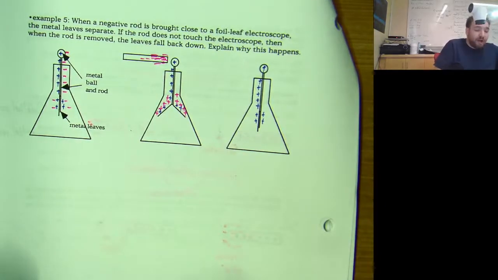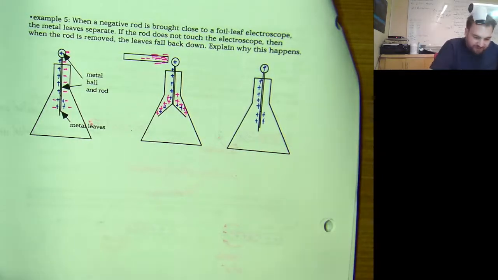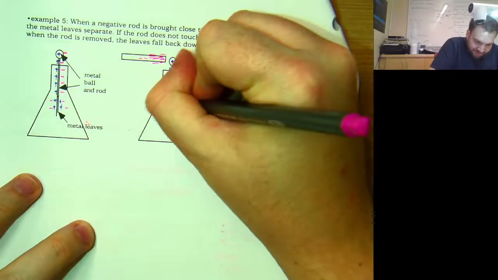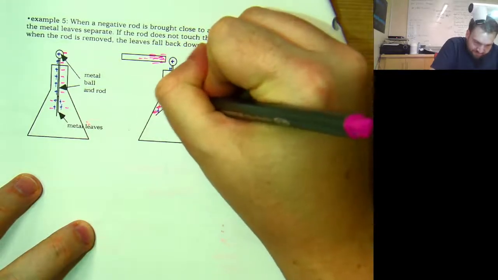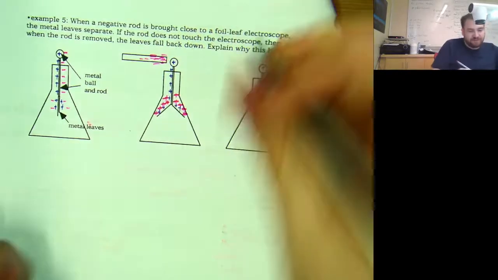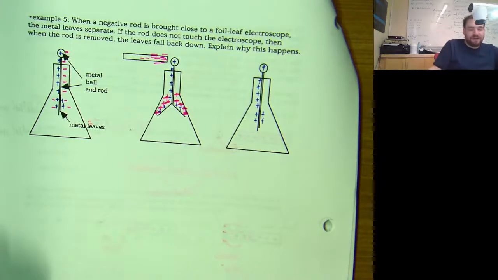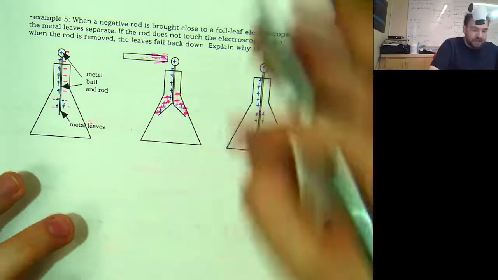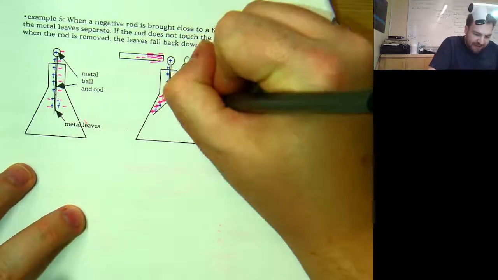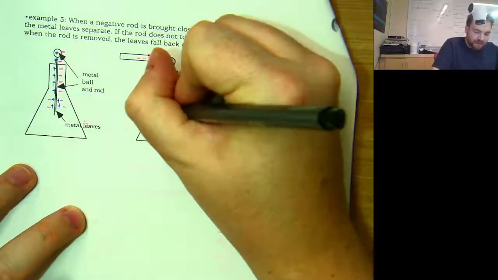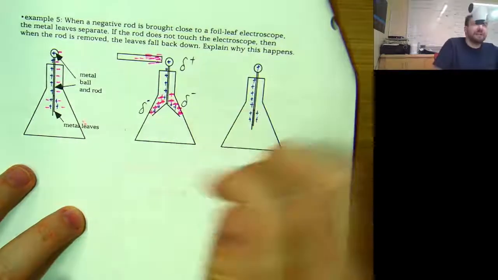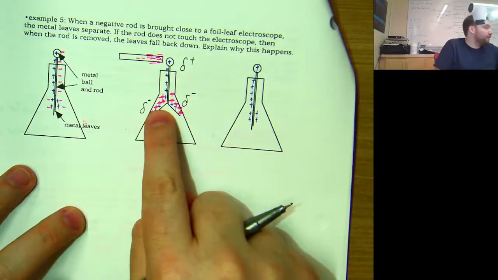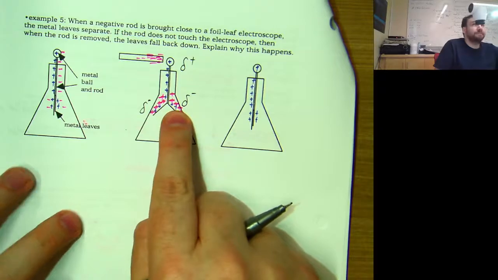Now, this whole object is still neutral. Sorry, these should be negatives. The pink things are all supposed to be negatives. So while this object is still neutral, there is a partial positive charge here and a partial negative here and here. And it's these partial negatives that push each other away on those leaves at the bottom.